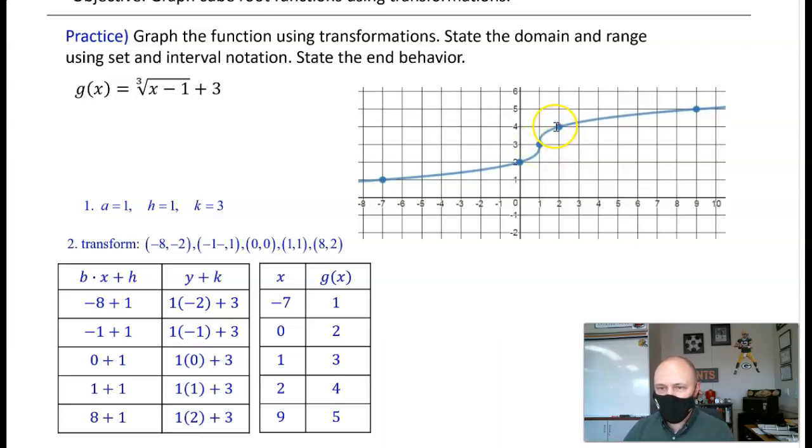So from here, you just plot the rest of your values. So I go right 1, up 1, right 8, up 2, left 1, down 1, back to my anchor point, left 8, down 2. So some people like to graph that way, the positive values. Other people like to plot the 1, 1, left 1, down 1 once first. I'm going to go ahead and show that kind of method on the next example, and you can choose which one you like.